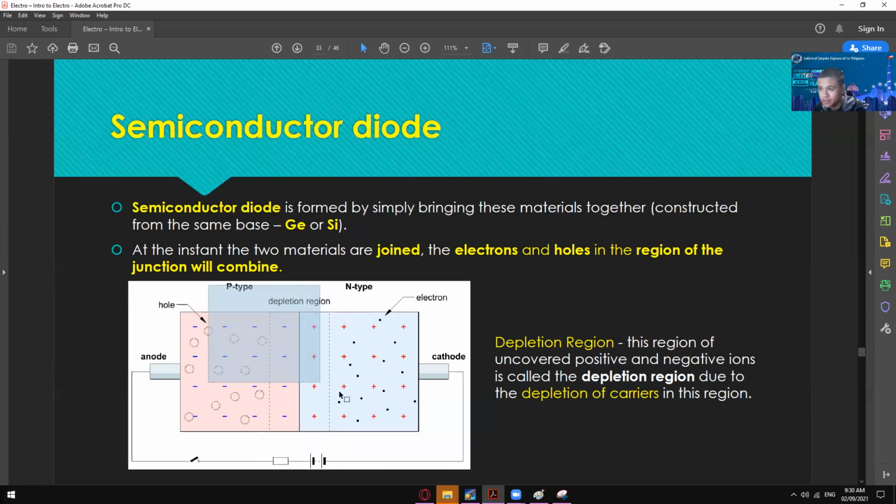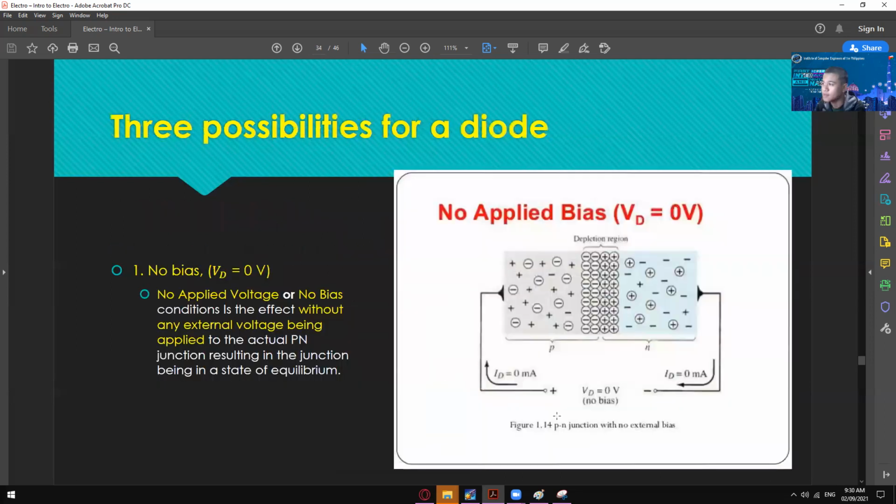And the wider the depletion region, let's say this is how wide that depletion region is, the more chance that the proton or the hole and the electron will not meet with each other. Meaning it's resisting the flow of current. Okay, this region of uncovered positive and negative ions is called the depletion region due to the depletion of carriers. Dito sila, or this is where they are vanishing and forming into a new energy or electricity.